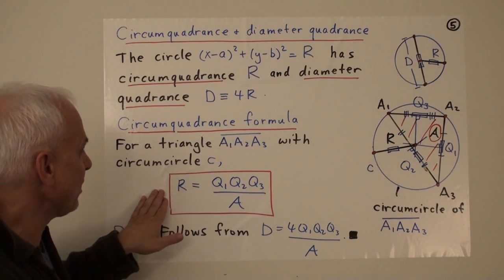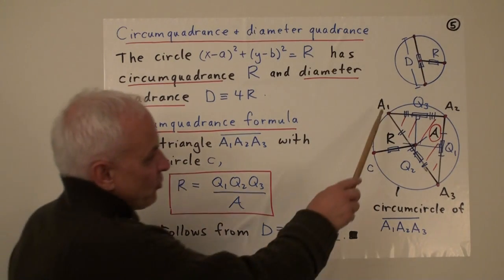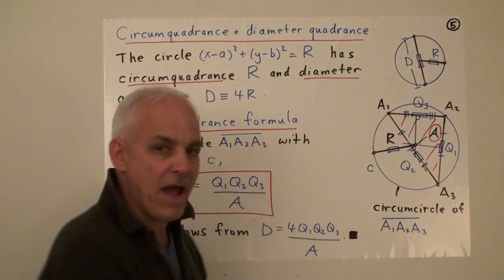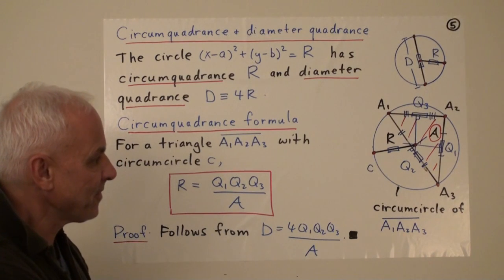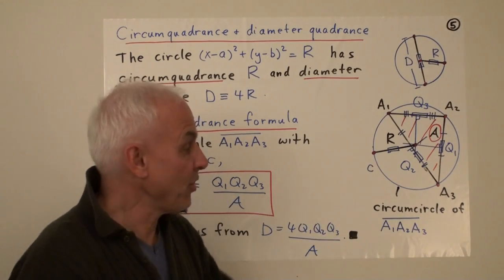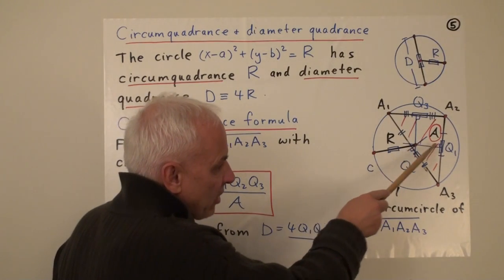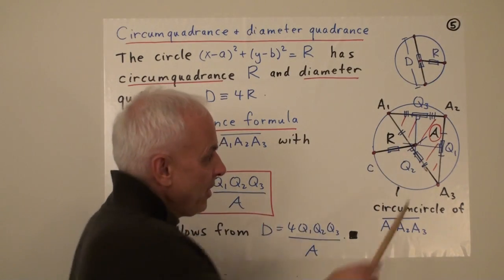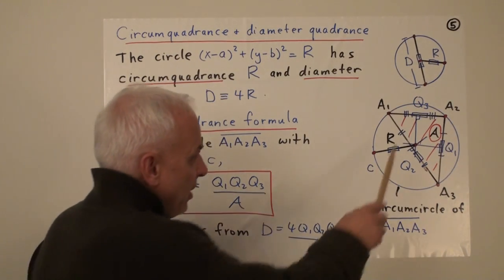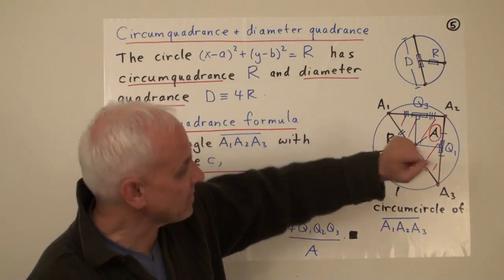And here's really a restatement of what we've just found. We call this the circumquadrance formula. We have a triangle, A1, A2, A3, and here is the circle that passes through those three points. There's the center of that circle, usually called the circumcenter of the triangle. I remind you that it's obtained by taking the perpendicular bisectors of the three sides. So you take the midpoints of each of the three sides and take a perpendicular line, and those three perpendicular lines meet at this circumcenter. That's the center of the circle which passes through the three points.